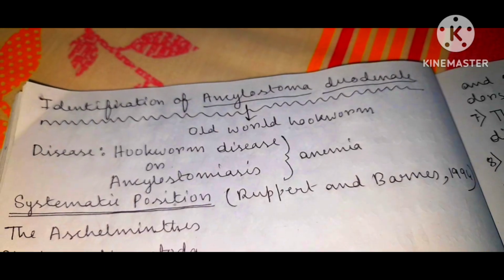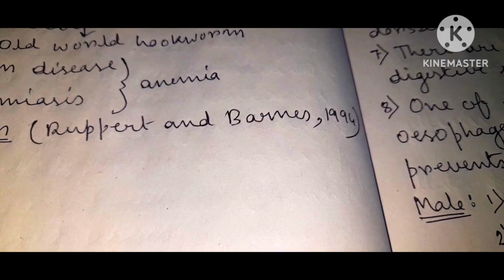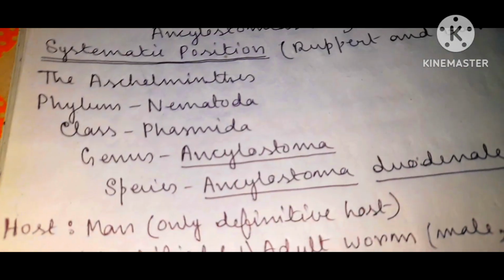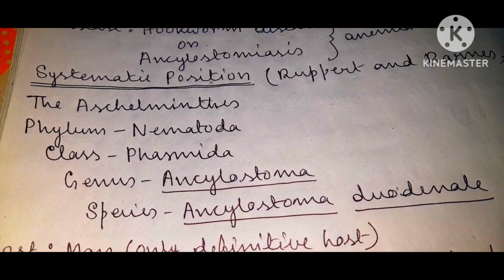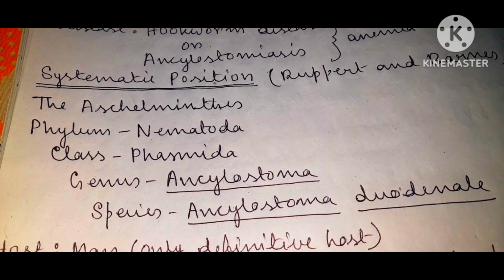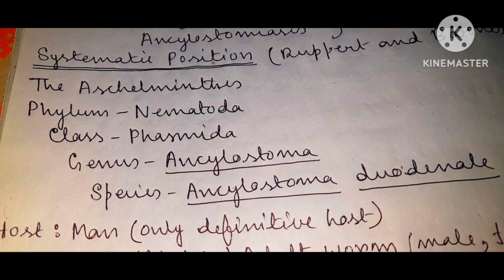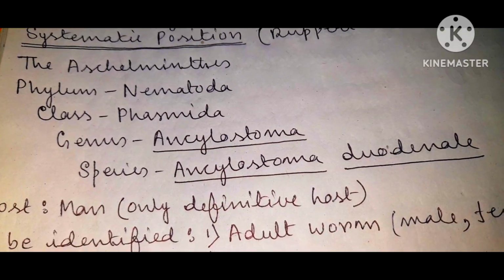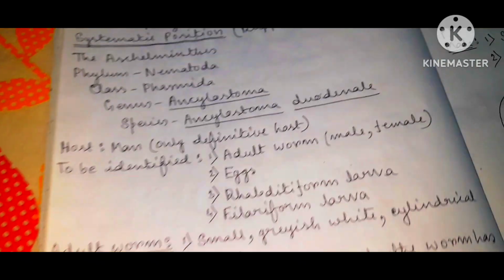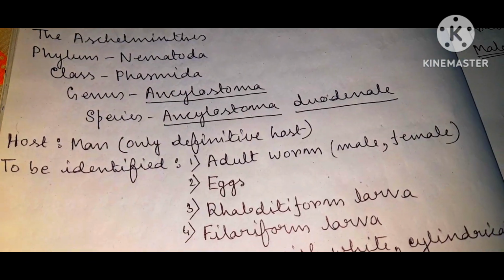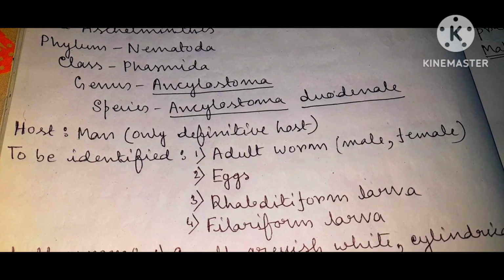Systematic position of Ancylostoma duodenale according to the classification scheme of Ruppert and Barnes 1994. In this classification scheme, all the roundworm parasites are mentioned as Aschelminthes, phylum Nematoda, class Phasmida, genus Ancylostoma, species Ancylostoma duodenale. The host of this parasite is man. Man is the only definitive host of Ancylostoma duodenale.